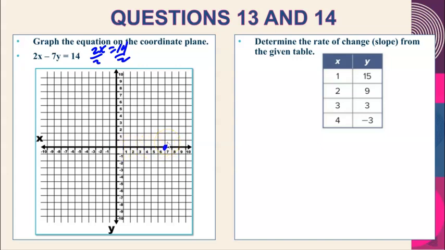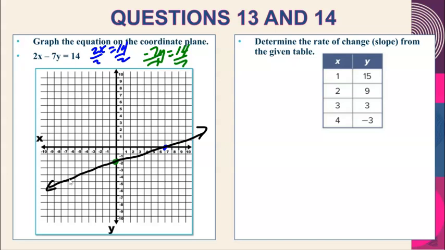Then to find the y-intercept, I'm going to have negative 7y equals 14. Divide by negative 7. When x is 0, y is going to be a negative 2. So I'm going to put a negative 2 here. Now I can draw my line from my equation. And here would be my linear graph of that equation.